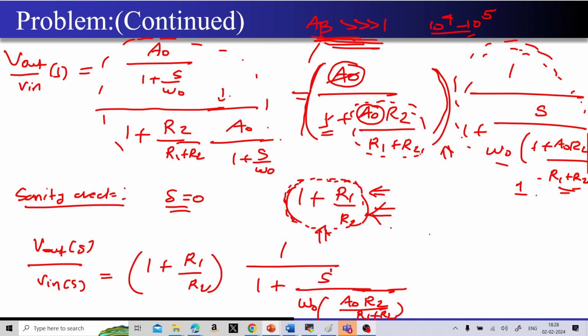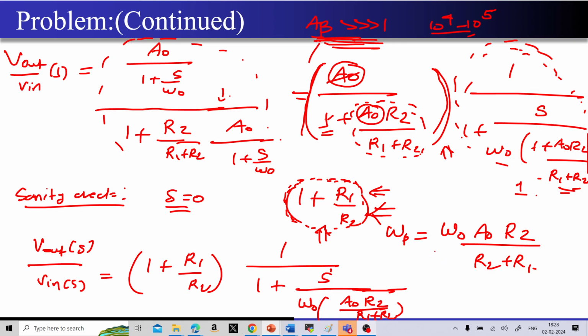So now what you can see over here, what is the pole of this particular system, the closed loop equation? The pole will be nothing but omega naught into A naught R2 upon R2 plus R1. Right, so this is what I will be left with. Let me quickly check whether this is correct or not. So yes, it seems to be correct at least as of now.